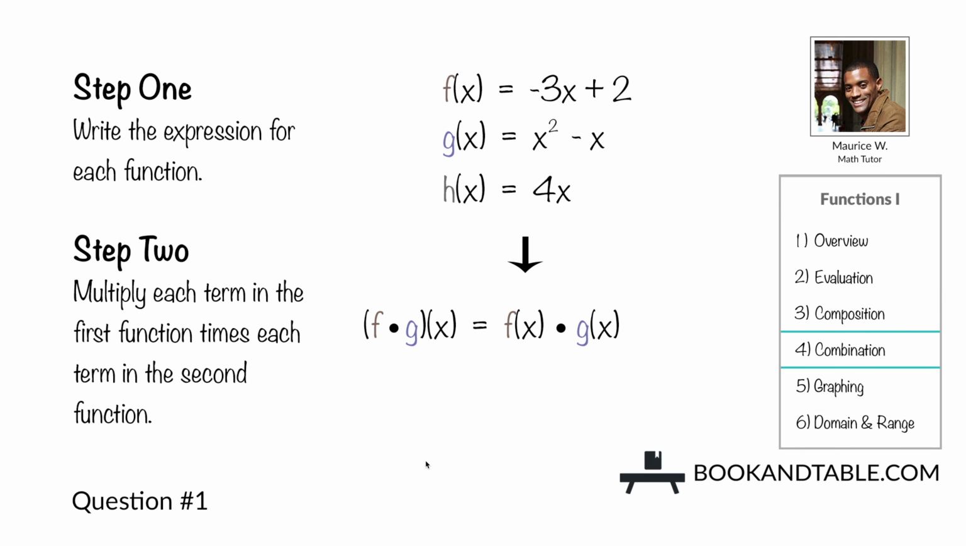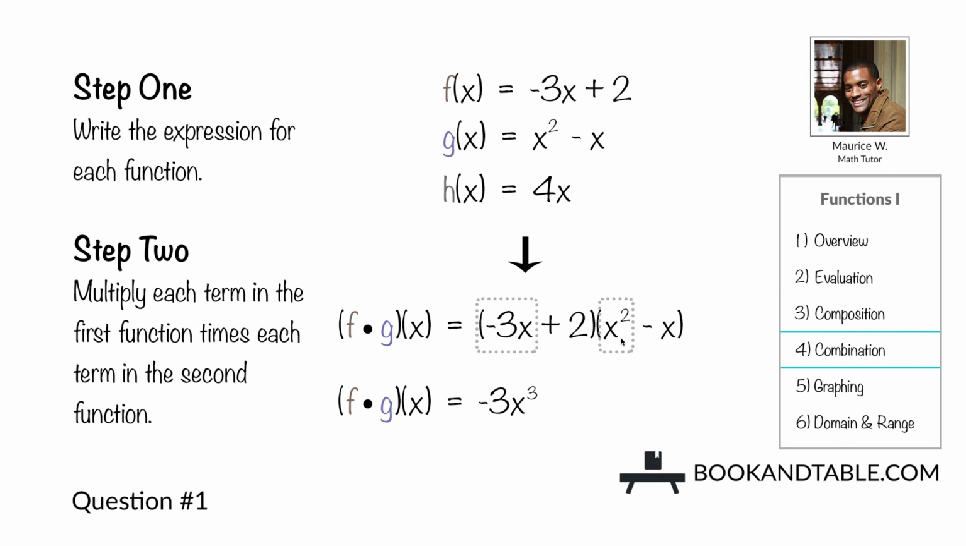Question number 1, step 1, write the expression for each function. So we'll write out the f function, negative 3x plus 2, and we'll multiply that times the g function, which is x squared minus x. And now step 2, multiply each term in the first function times each term in the second function, aka use the FOIL method to expand this expression. When we do so, we get negative 3x times x squared, which is negative 3x cubed. And negative 3x times negative x is positive 3x squared.